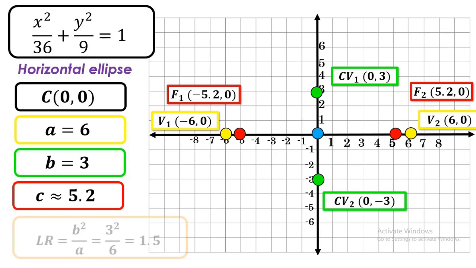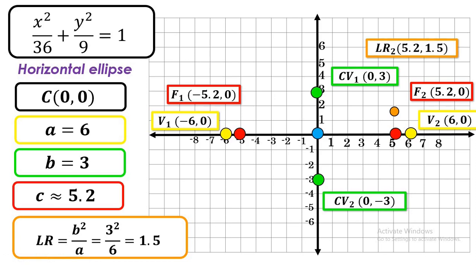So we need to substitute it to the formula b squared over a. When substituted, the value is 1.5. So we are now going to move 1.5 units above and below the foci. So for the first 2 endpoints of the latus rectum, let's move 1.5 units above here at this point.